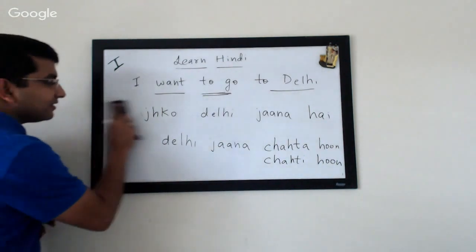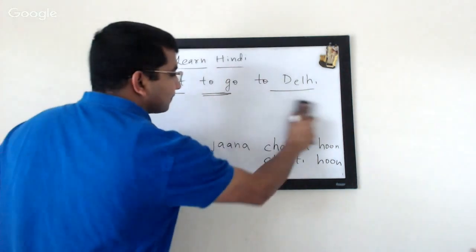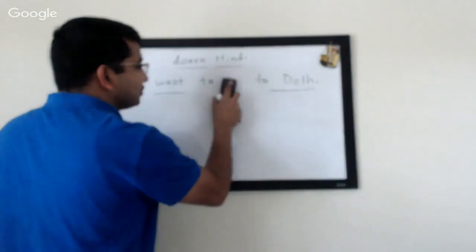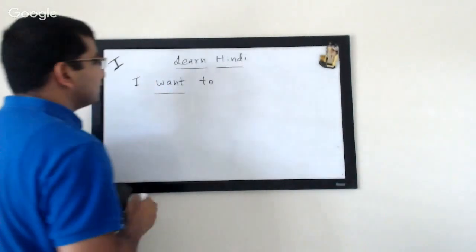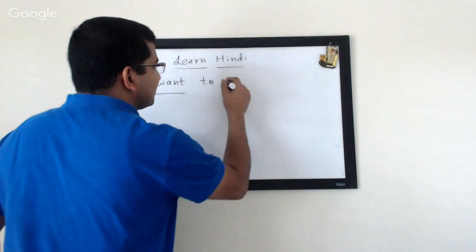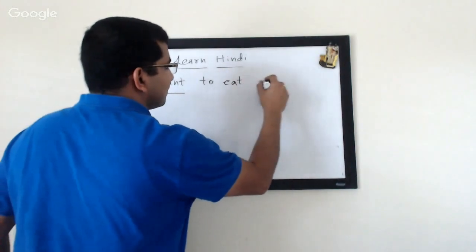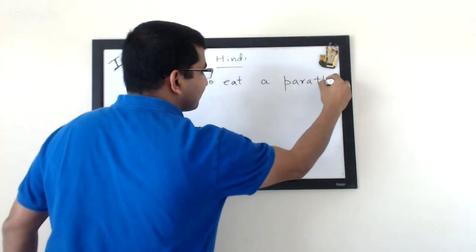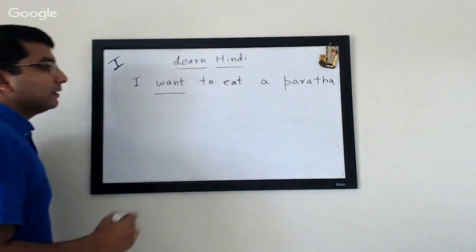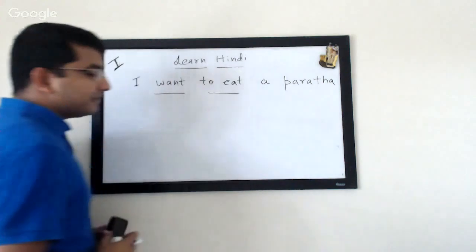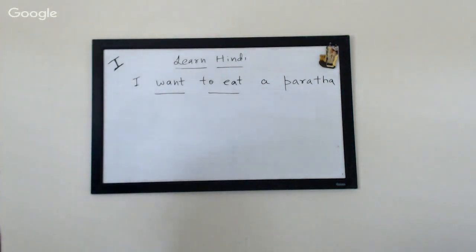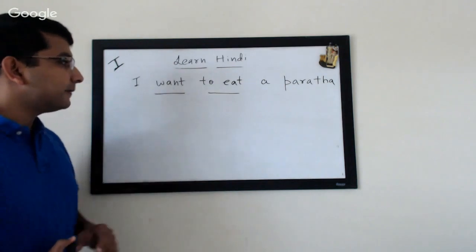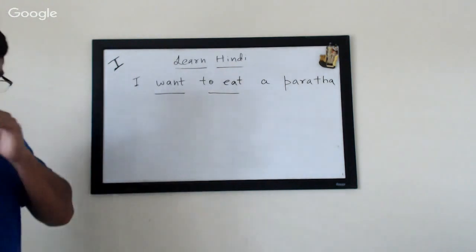And I'm going to erase it now. I want to change it to: I want to eat a paratha. I'm going to give you some time, and I'm going to ask you to write it down in Hindi. And all of them will link to the story or the theme that we picked today. How do you say that in Hindi?